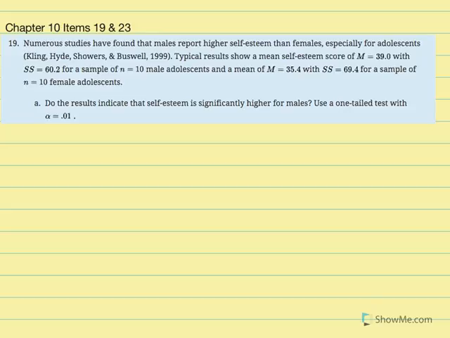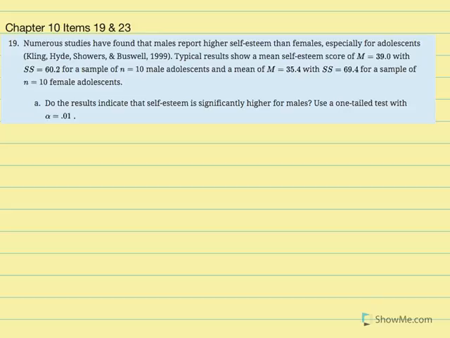So number 19, numerous studies have found that males report higher self-esteem than females, especially for adolescents. Typical results show a mean self-esteem score of 39 with sum of squared deviations equal to 60.2 for a sample of 10 male adolescents, and a mean of 35.4 with SS equal to 69.4 for a sample of 10 female adolescents. Do the results indicate that self-esteem is significantly higher for males? Use a one-tail test with alpha at 0.01.